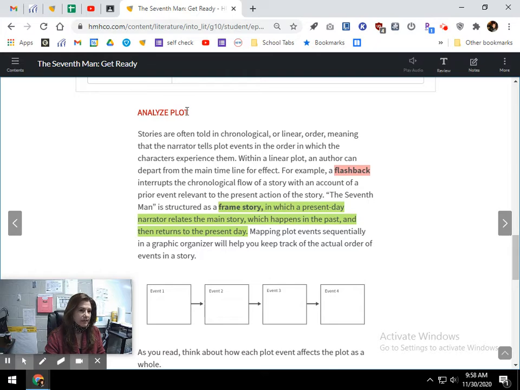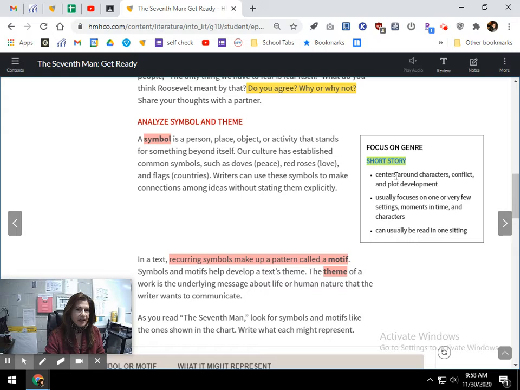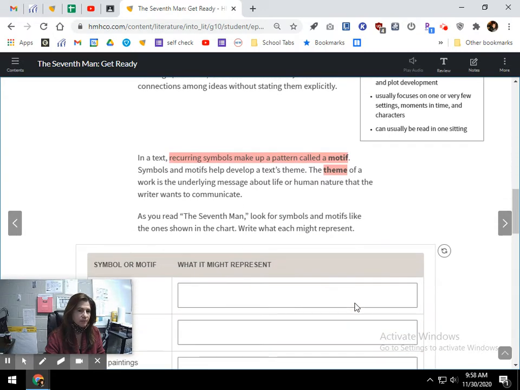We'll also be analyzing the plot. Since this is a short story, one of the characteristics of a short story is that it has a plot that's developed around characters and conflict.